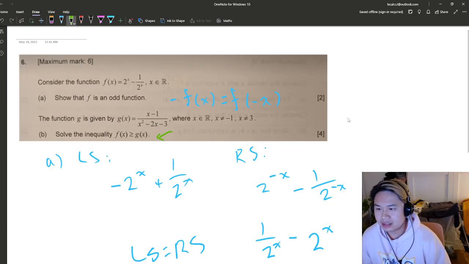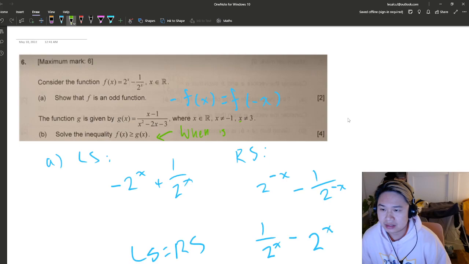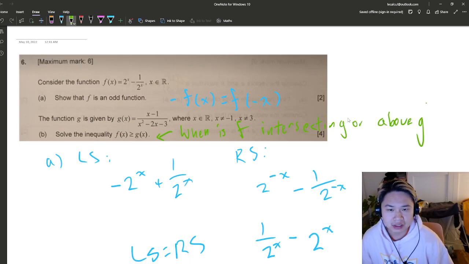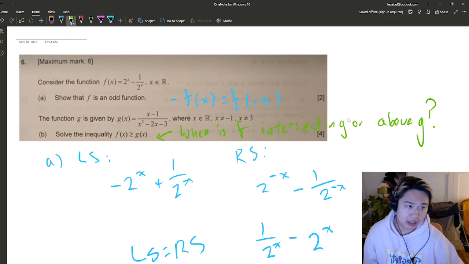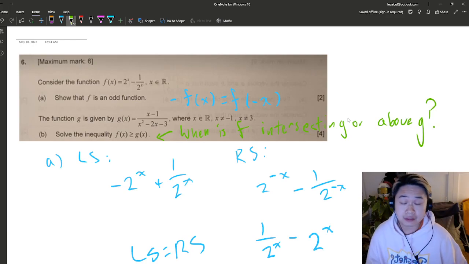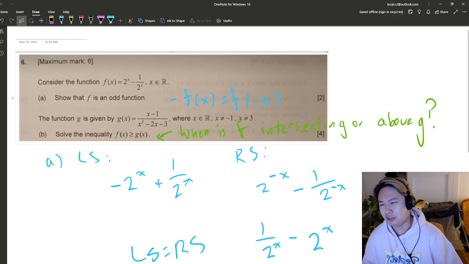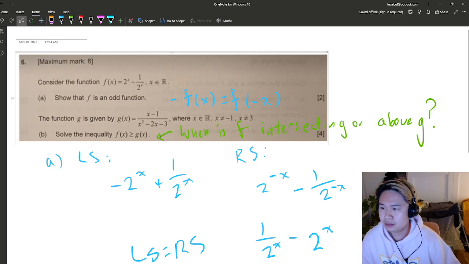What this is saying is f intersecting, this is when they're equal or above g, right? f being greater than means that it's going to be above it. So we can just graph the two and then look at the graphs.